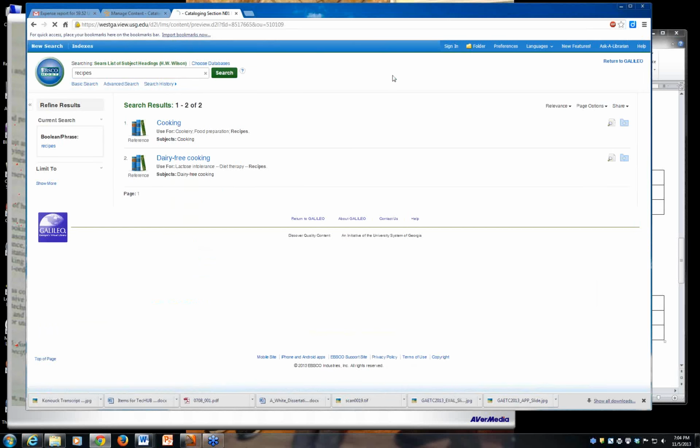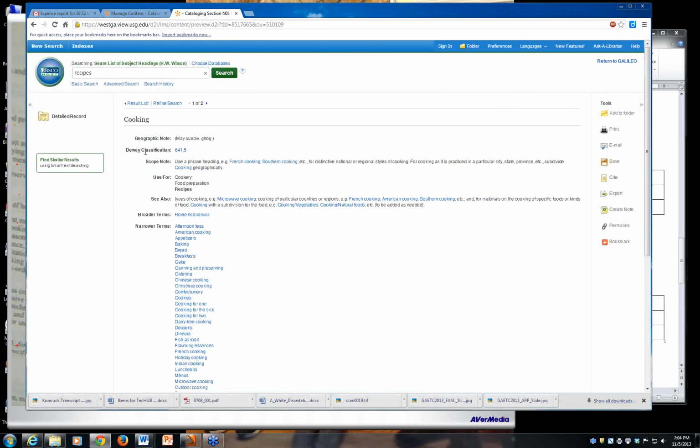We'll try recipes. And we're told here to use cooking instead of recipes. If we click on cooking, we're given a sample Dewey classification number. Of course, we went farther out than that to include our area. We may subdivide geographically if we want to use cooking. We could use cooking-Mexico, except we're given a note here. Use a phrase heading such as French cooking, Southern cooking, for distinctive national or regional styles of cooking.